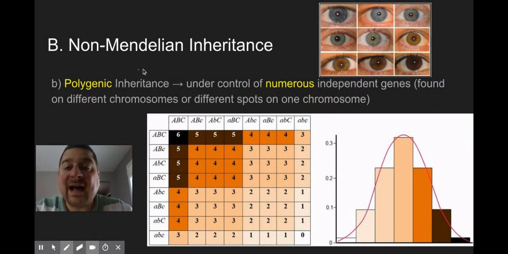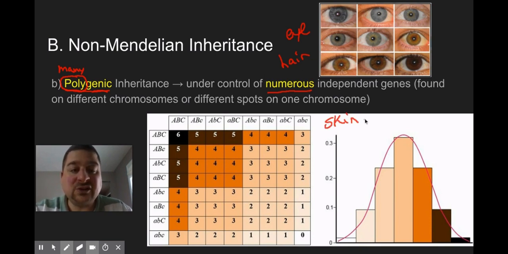Another example of non-Mendelian inheritance is polygenic inheritance. Okay, and the prefix poly means many genes. Okay, this is under the control of numerous independent genes found on different chromosomes or on different spots on the same chromosome. So this would include things like eye color, hair color, and down here it's showing us skin color.